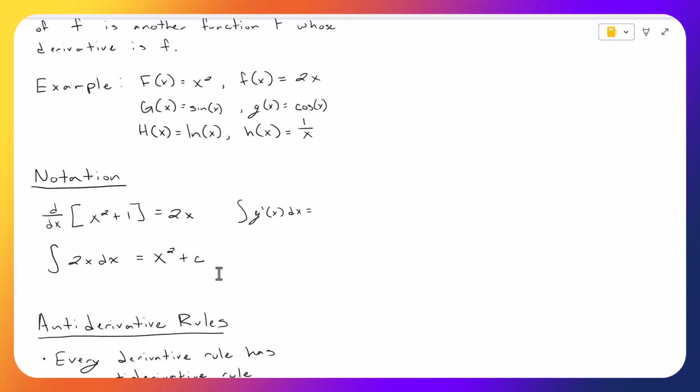Okay. And now, coming here to this third one, what is the antiderivative of g prime of x? Well, that's just going to be g of x plus c.